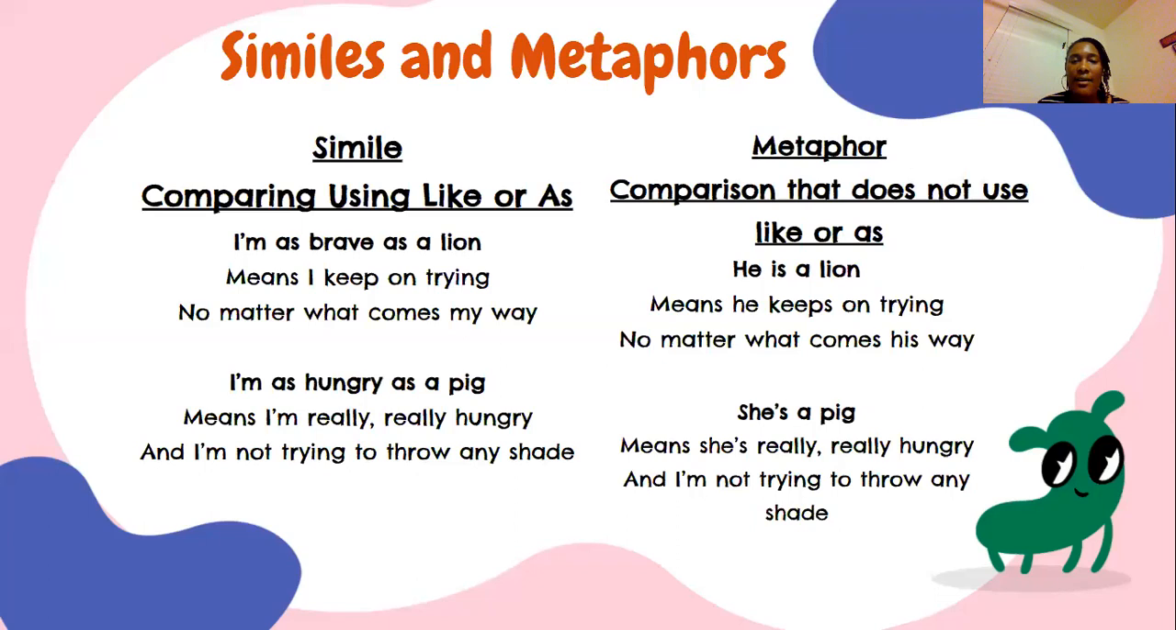I think I can go ahead and say it in a way that you can remember it. So simile, remember we're comparing using like or as. So I'm going to compare myself to a lion, two different things, and I'm going to use that comparison just to say how brave I am. I'm also going to compare myself to a pig to show you how hungry I am. I'm as brave as a lion means I keep on trying no matter what comes my way. I'm as hungry as a pig means I'm really, really hungry and I'm not trying to throw any shade.